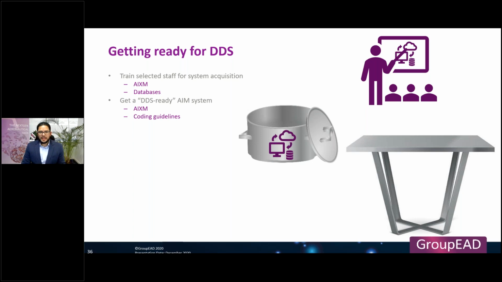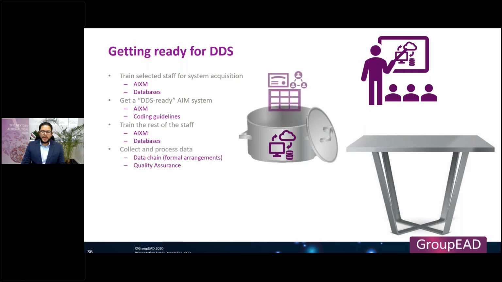Remember that you may have an AIM system, but this system does not only need to be AIXM 5.1. It requires also the coding guidelines. And then once we have a system, we need to train the rest of the staff. The rest of the staff should also be trained. This is also part of creating this data mindset, because we're going to empower also our officers, our AIS personnel, so they are also aligned with the mission of digitalization in AIM.